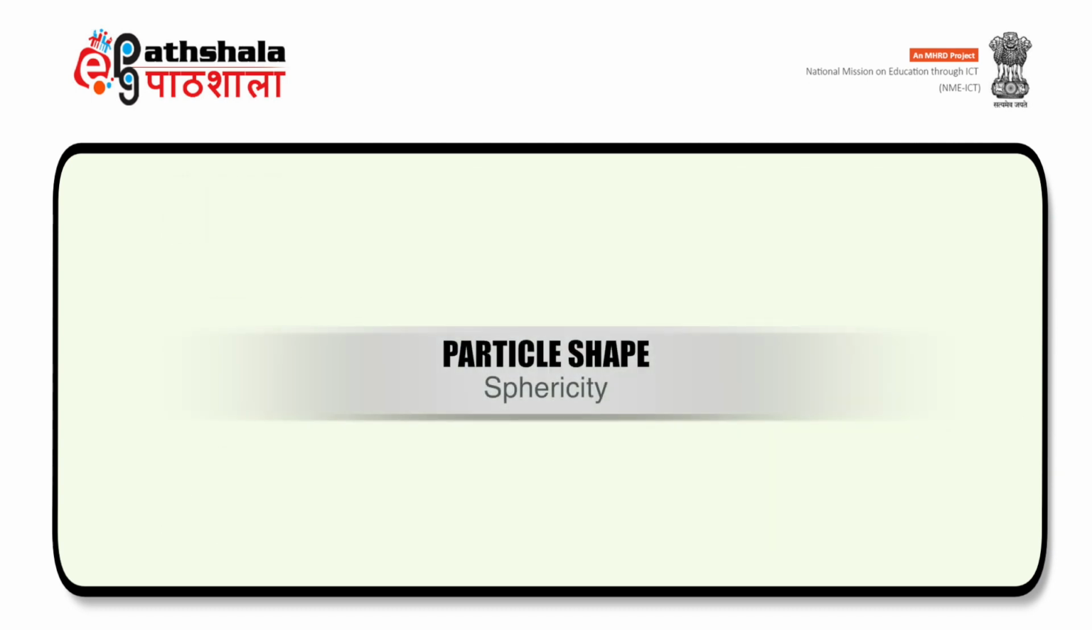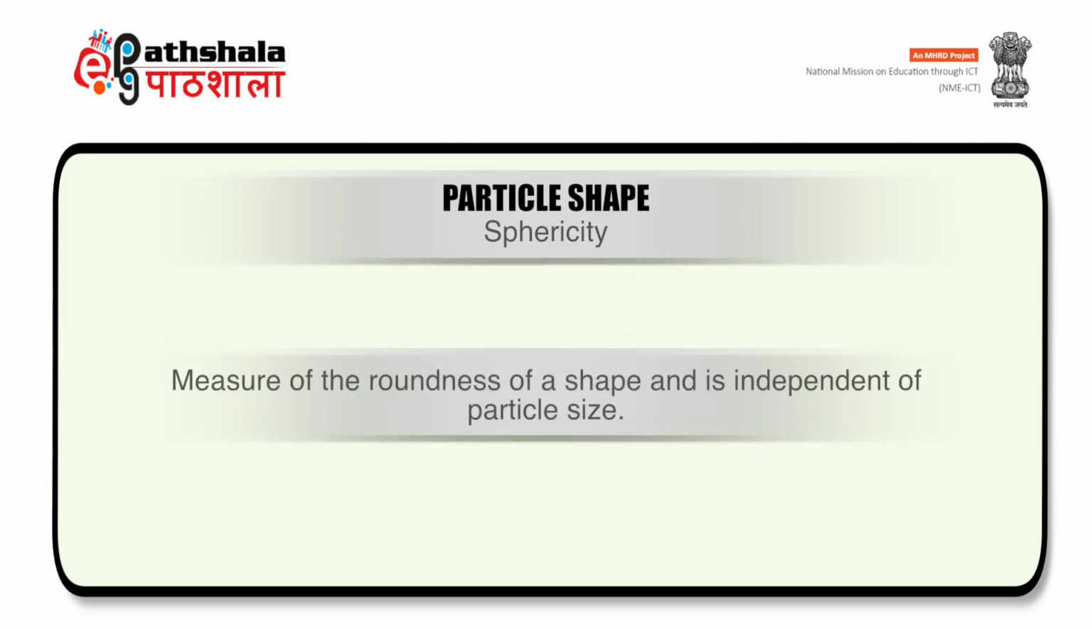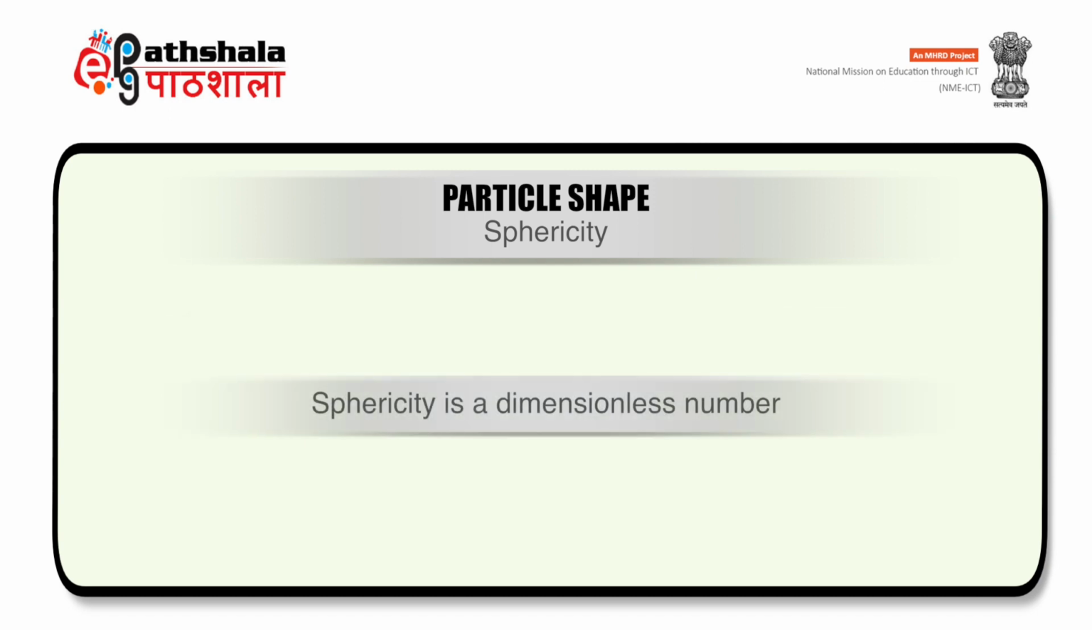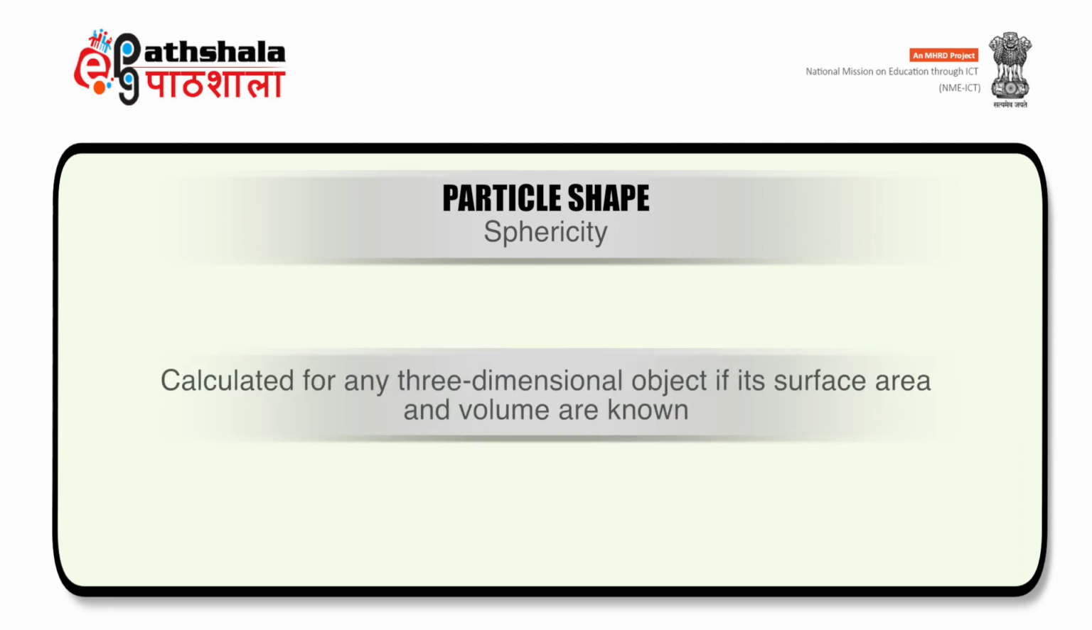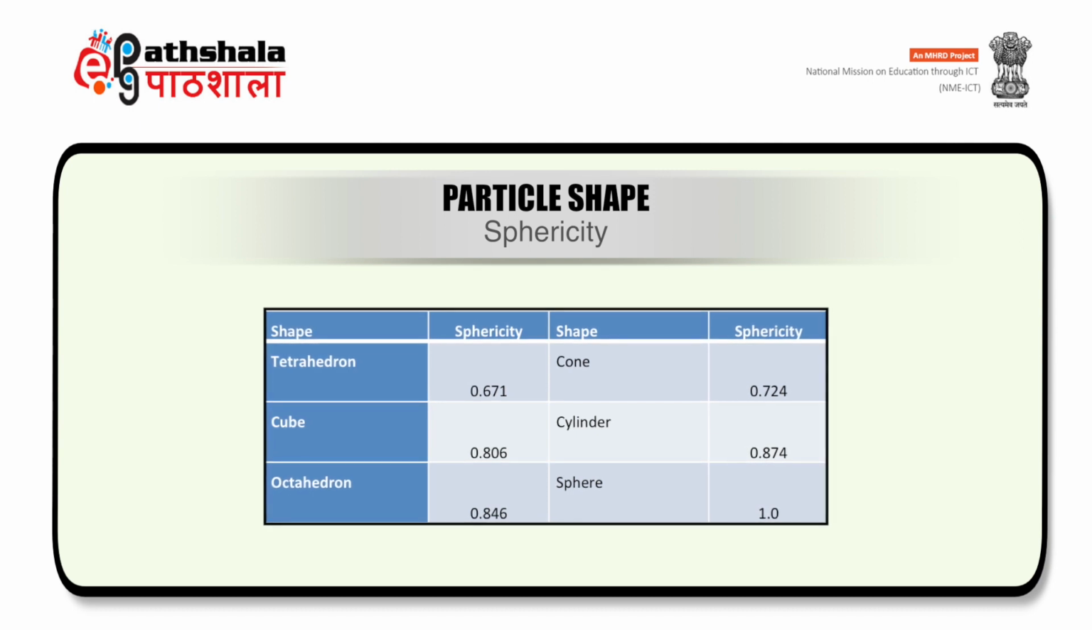The first factor to describe is sphericity. Sphericity is a measure of the roundness of a shape and is independent of particle size. The sphericity of a particle is the ratio of surface area of a sphere to the surface area of the particle, where the sphere has the same volume as that of the particle. Sphericity is a ratio and therefore a dimensionless number and is calculated for any three-dimensional object if its surface area and volume are known. Sphericity values of some common shapes are shown in the table.